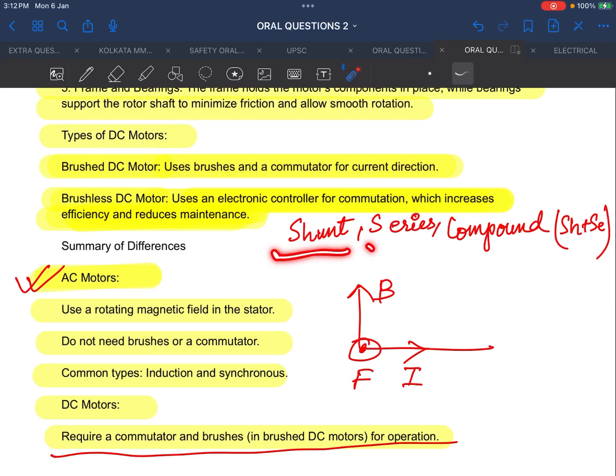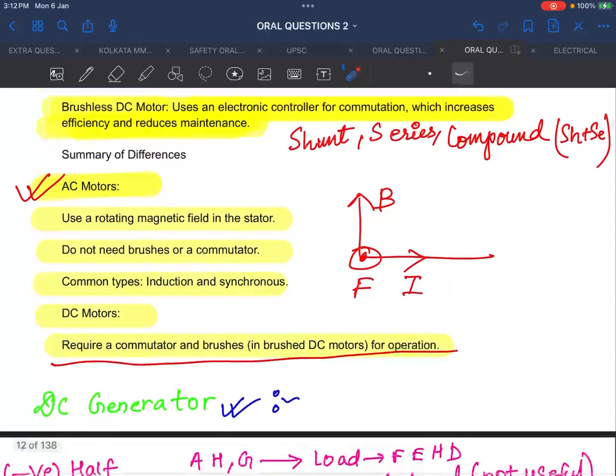Why we use shunt, why we use series, and where: in cranes we use a series motor for high torque. And there is the compound motor, which is a combination of series and shunt. I will show you. You can also say it like this: there is the shunt DC motor, the series DC motor, and the compound DC motor, in which both series and shunt windings are present. Okay, so basically these are the types.